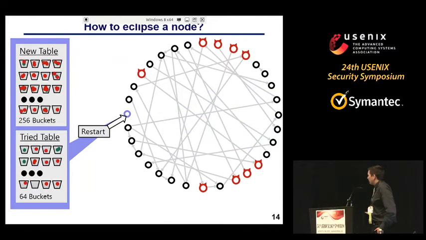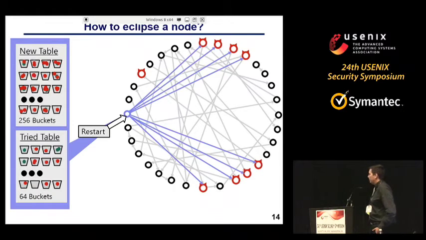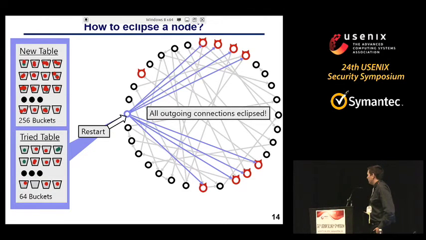And then the attacker waits for the node to restart. Once the node has restarted, when it goes to select new outgoing connections, because it's filled the tried and new table, these connections will be to attacker IPs. And so the attacker has eclipsed all outgoing connections.